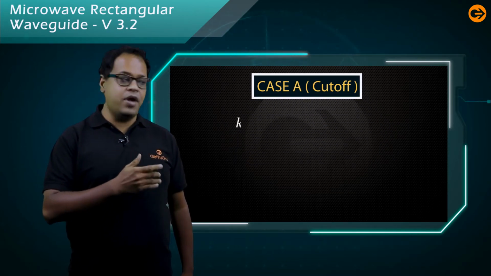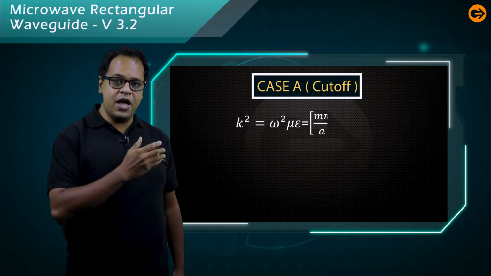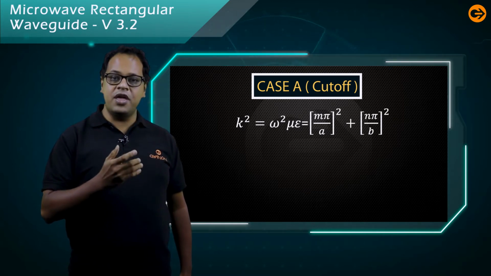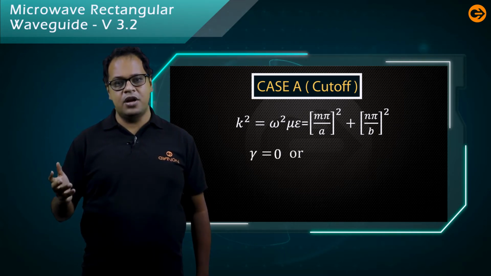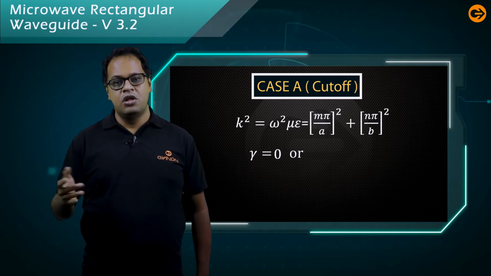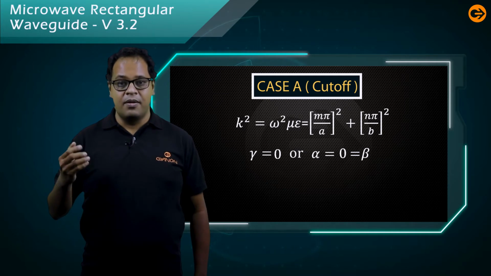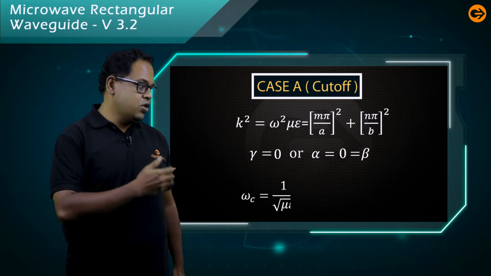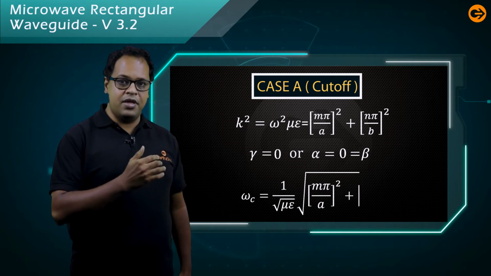In this case, k square is equal to omega square mu epsilon, which is equal to (m pi by a) square plus (n pi by b) square. So, in this case, gamma is equal to 0. And you are already aware that gamma is equal to alpha plus j beta. So by identity, alpha is equal to 0, also beta is equal to 0. That means there is no propagation. So omega c is equal to 1 by root over mu epsilon into root over (m pi by a) square plus (n pi by b) square.